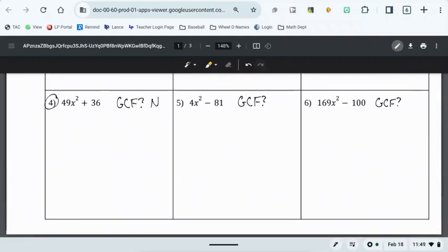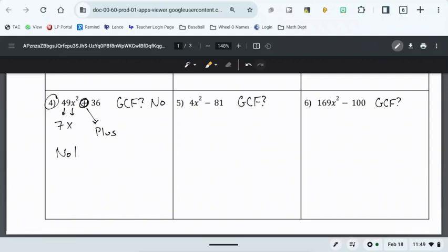So our GCF, again, there's no GCF for this one. So we go ahead and take, okay, we have a perfect square of 49, which is 7. We have a perfect square of x squared, which is x. But take a look at our binomial. There is a plus sign. And we need it to be a difference of perfect squares. So this is not a difference. I'm going to double underline that. This is not a difference of perfect squares.